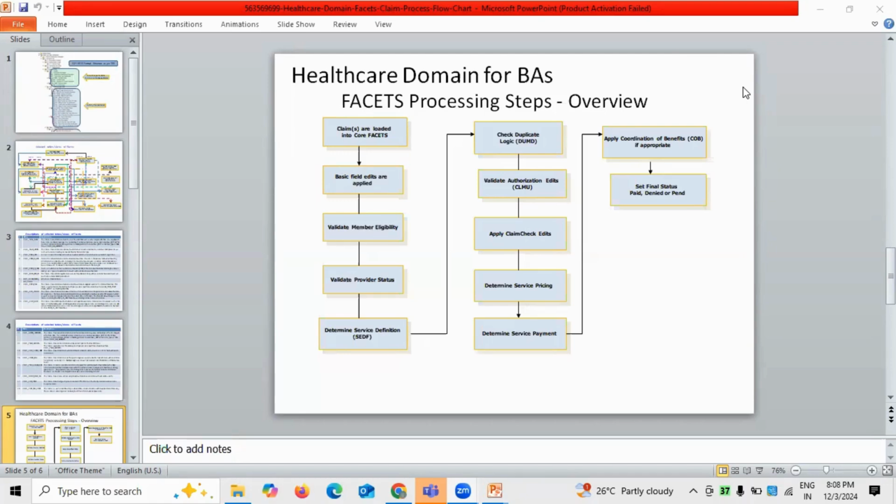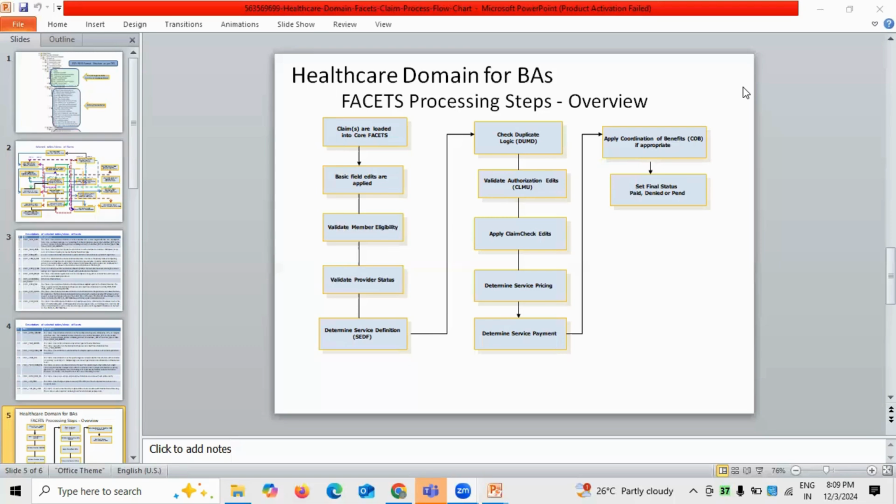So this is what generally the Facets processing steps, what you can see over here. The one which I'm showing you, these are the different steps which are under Facets. So before I explain this, let me explain what Facets is all about. Facets, as you know, is one of the healthcare core administrative applications widely used across industries.